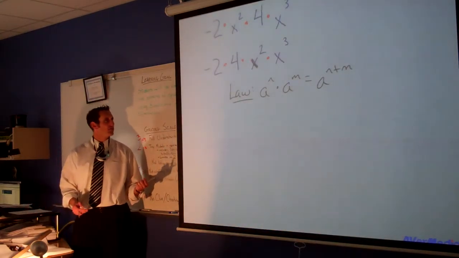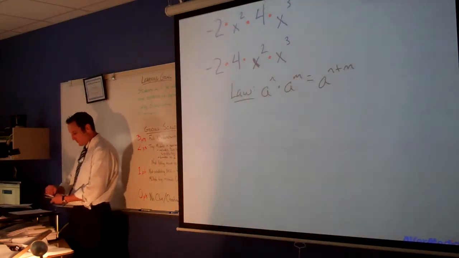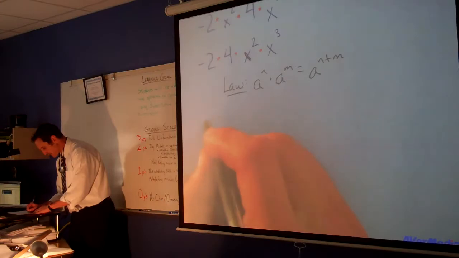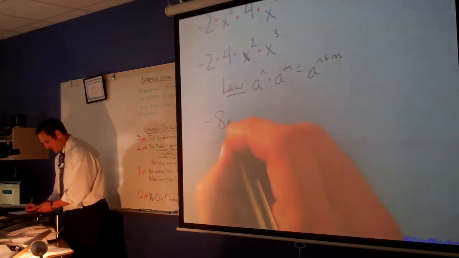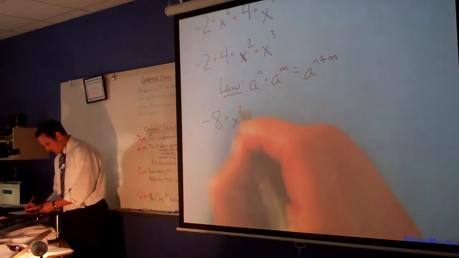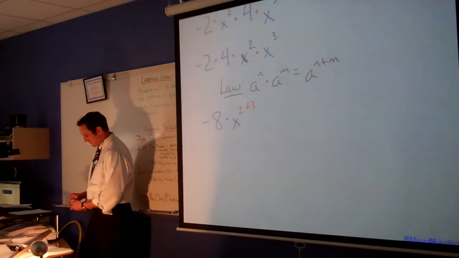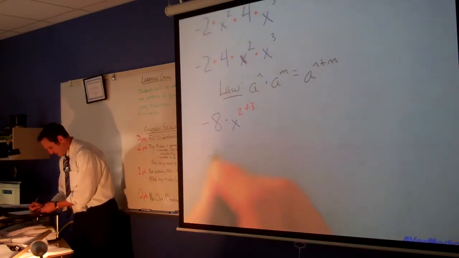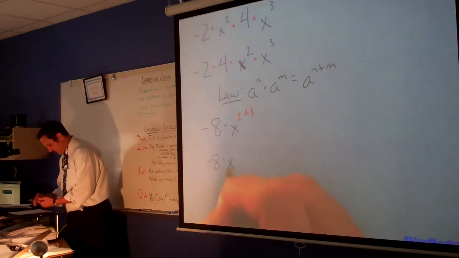Okay, so again, when you're looking at this, negative 2 times 4. If you get confused on what to do with it, say it out loud. Negative 2 times 4 is negative 8. There's no tricks, there's no laws. It's negative 8. But now we have x to the 2 plus 3. So now we're using that law of exponents. So we have negative 8 times x to the 5th power.